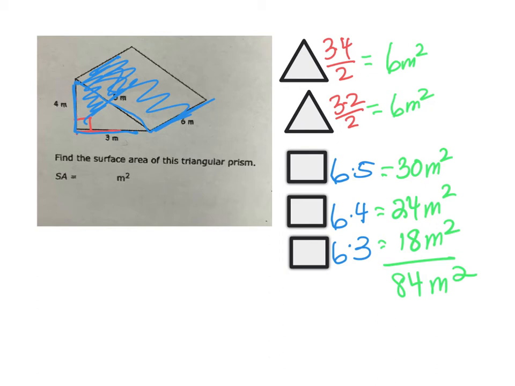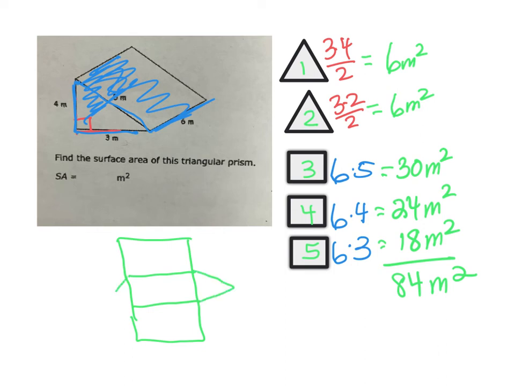And if I look, it's made up of 1, 2, 3, 4, 5 faces. And if I wanted to sketch out a really quick little net to make sure I understand what I'm talking about, there are my 3 rectangles, and I would have 2 triangles off to the side.